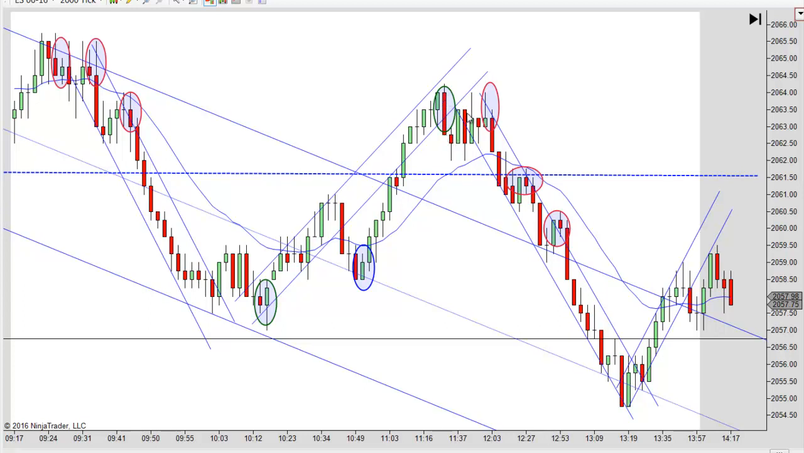But it's a little bit aggressive. And you get a second entry here counting off the high and the low. Pull back first entry, pull back second entry. But it's right into that double bottom, right into the EMA.